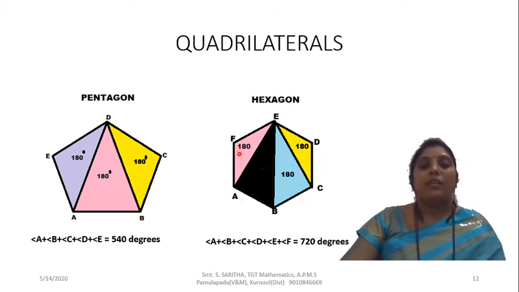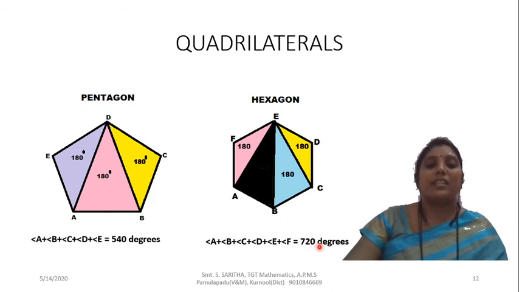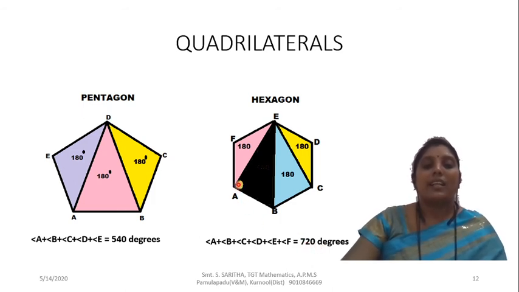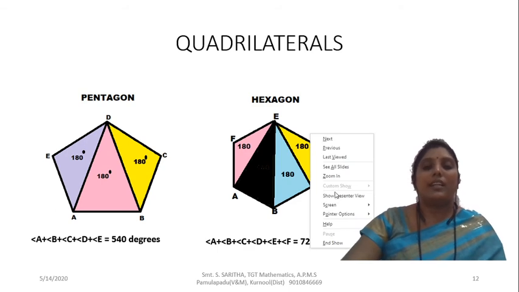The 3 diagonals divide the hexagon into 4 triangles. Each triangle is 180 degrees. Sum of the 3 angles in each triangle is 180 degrees. 180 degrees plus 180 degrees plus 180 degrees plus 180 degrees, totally we will get 720 degrees. So you can say that angle A plus angle B plus angle C plus angle D plus angle E plus angle F is equal to 720 degrees.